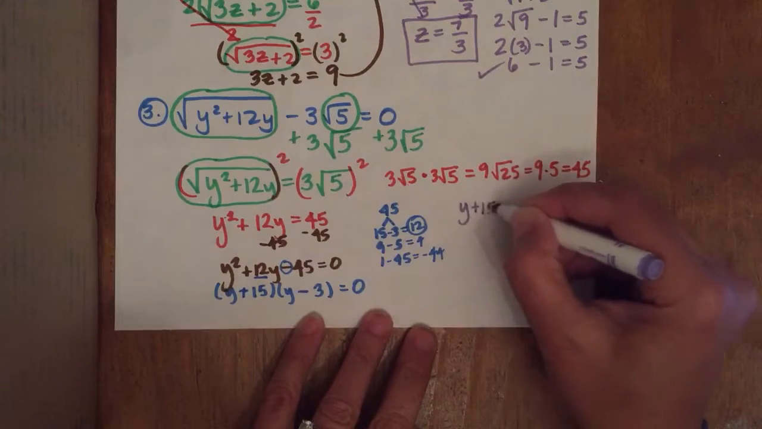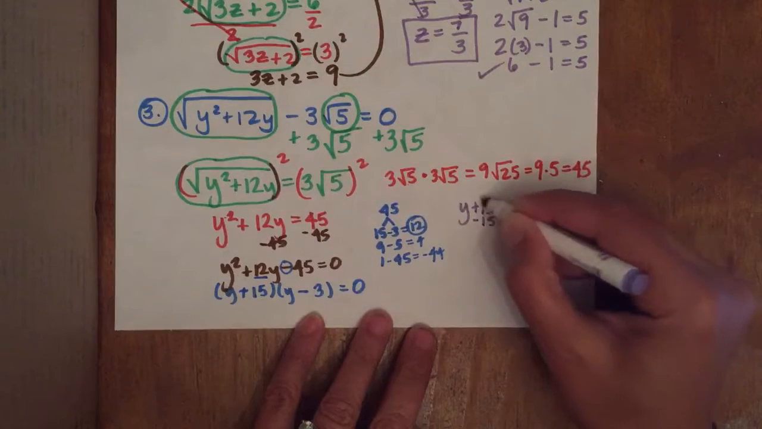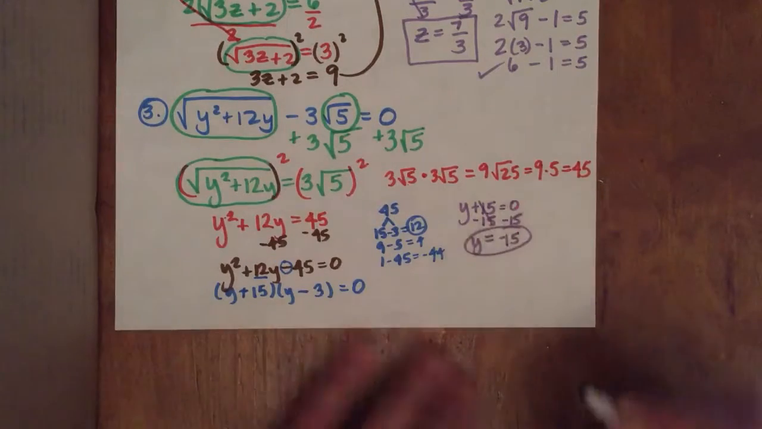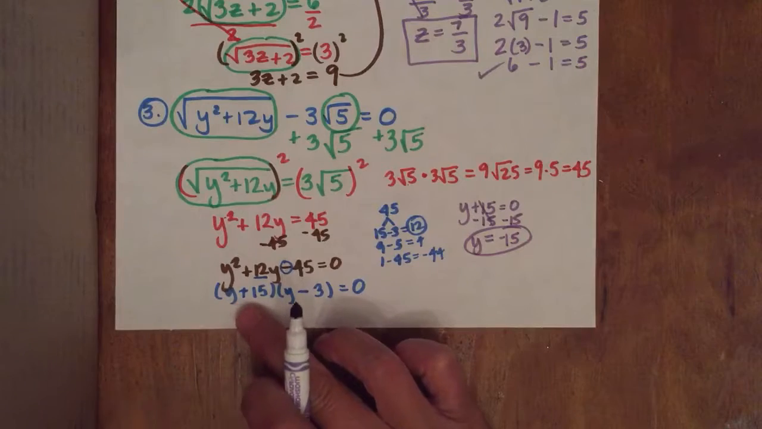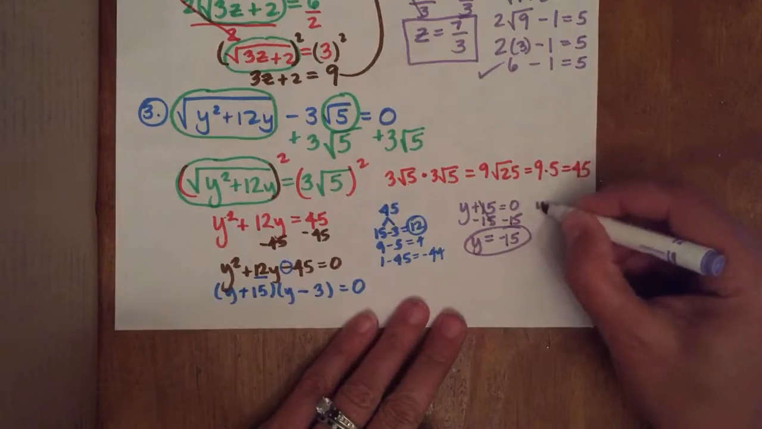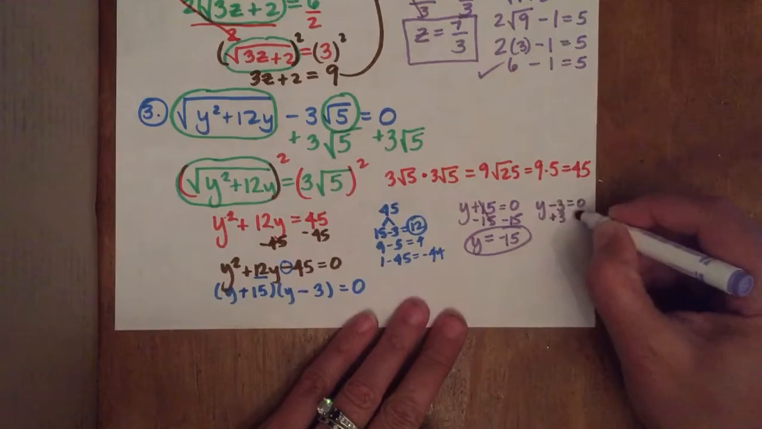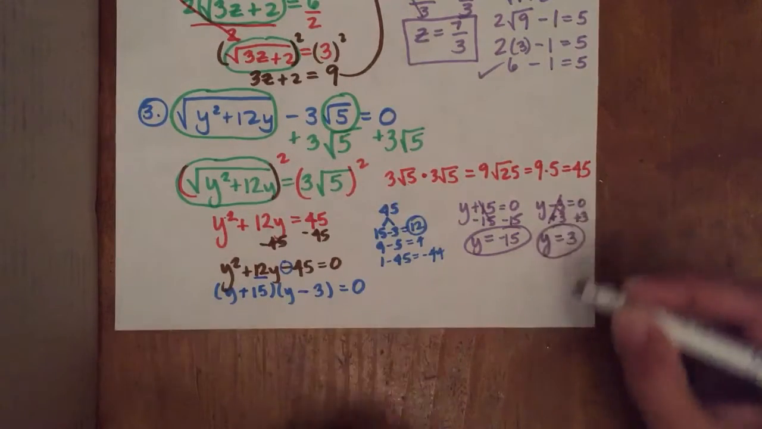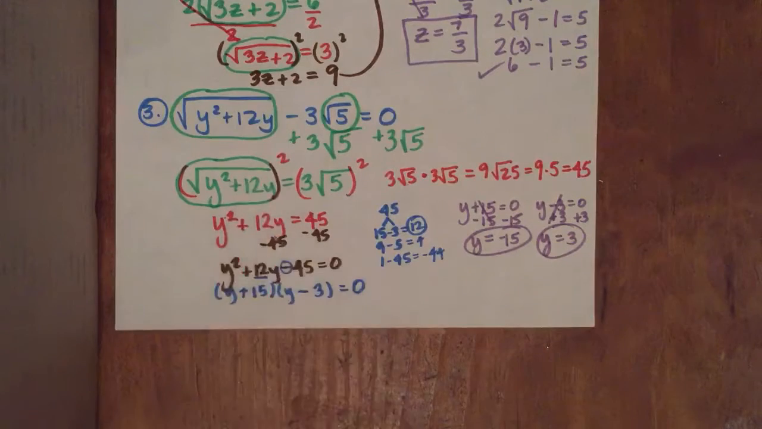In order to make y plus 15 equal to 0, I subtract 15. y has to equal negative 15. There's one answer. So if y is negative 15, that will make this factor a 0, which will make the whole product 0. The next one is y minus 3 equals 0. And in order for that one to give you a value of 0, y must equal 3. So those are your two solutions to this particular equation.